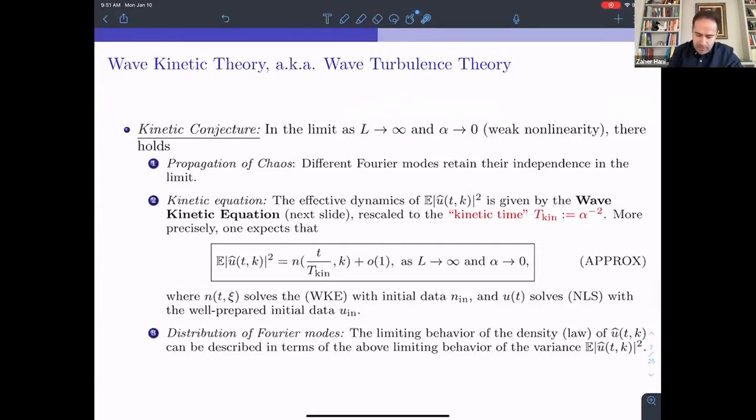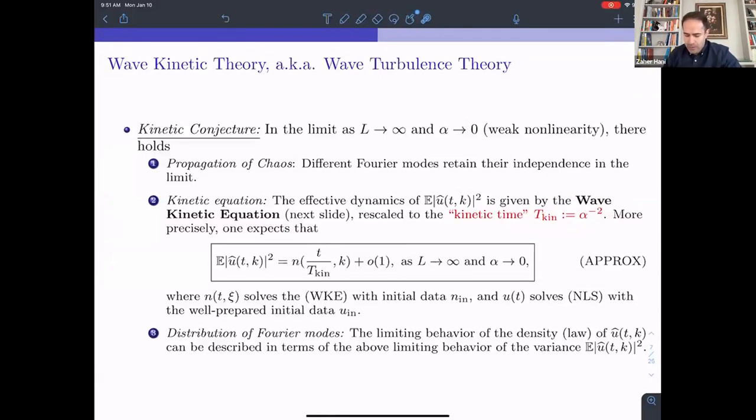And the second point of this conjecture is the kinetic theory. So there's a kinetic equation that dictates the effective dynamics of the variance of the Fourier modes. And this is called the wave kinetic theory. I will write it for you on the next slide. And this wave kinetic equation starts exhibiting itself at a certain time scale that we call the kinetic time scale. This kinetic time scale is exactly 1 over alpha squared. Okay, so alpha, remember, was the strength of the nonlinearity. The kinetic time is 1 over alpha squared.